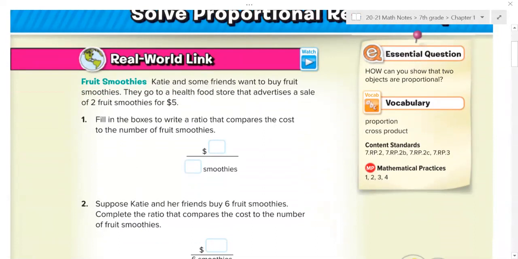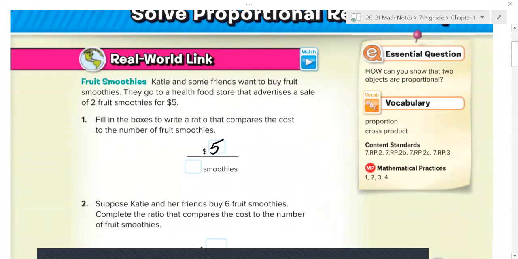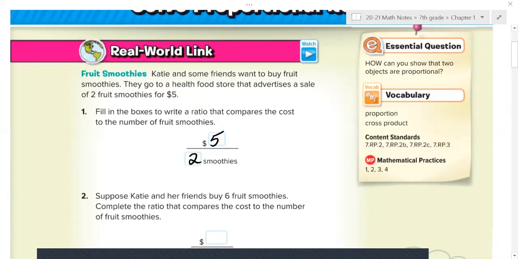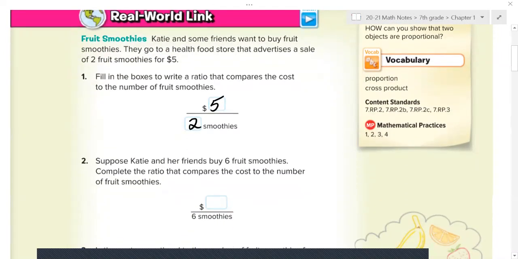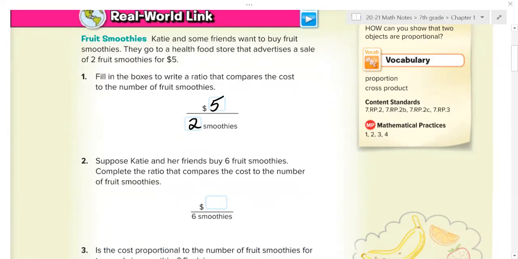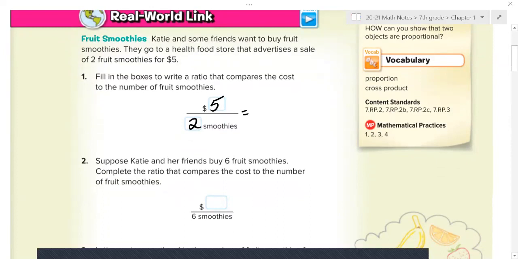So for $5, they're buying 2 fruit smoothies. Suppose Katie and her friends buy 6 fruit smoothies. Complete the ratio that compares the cost to the number of fruit smoothies. So if we're doing the cost of each smoothie, our unit rate is going to be $2.50 a smoothie.